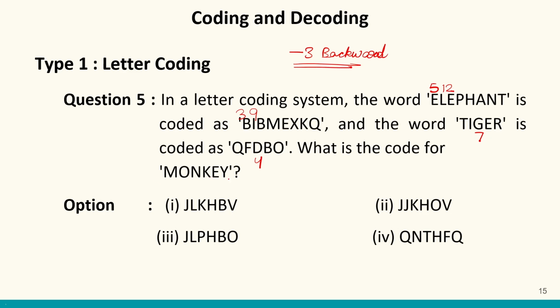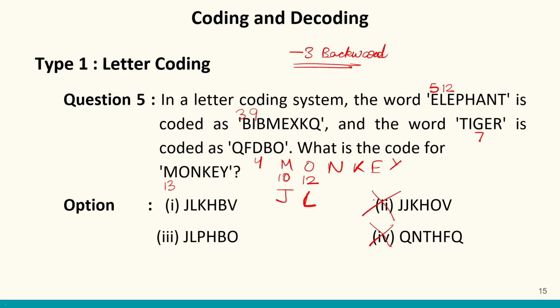For monkey, M is coded as 13. So if I move 3 positions backward, I have to use the code for rank 10, which is J. So this option gets eliminated. Then O is coded as how much? O is coded as 15. So if I have to move 3 positions backward, I have to find the code for 12. So for 12 code, we have L. So again, eliminate this option.